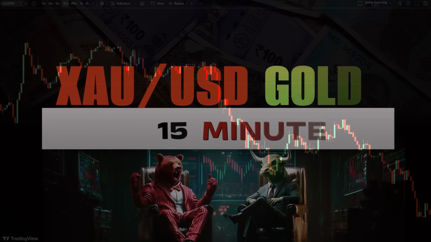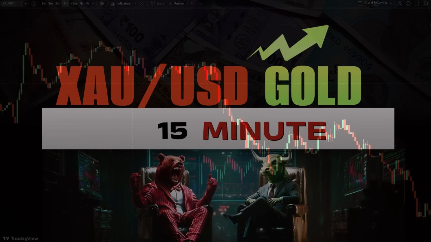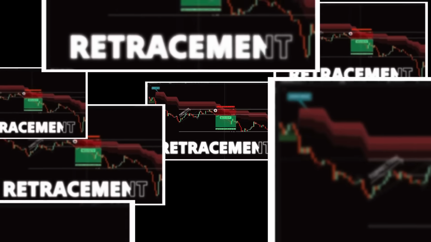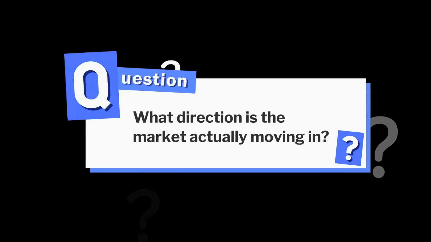We're starting on the XAU-USD gold on the 15-minute time frame. And by the time you finish this video, you'll be able to look at the chart and understand exactly what the market is doing in terms of structure, momentum, and retracement, and then decide whether the Fibonacci approach actually fits how you trade. But before we even touch Fibonacci, there's one thing that has to be clear first. What direction is the market actually moving in?